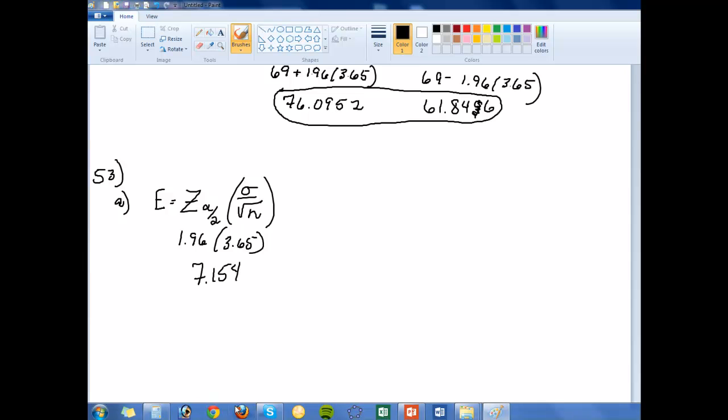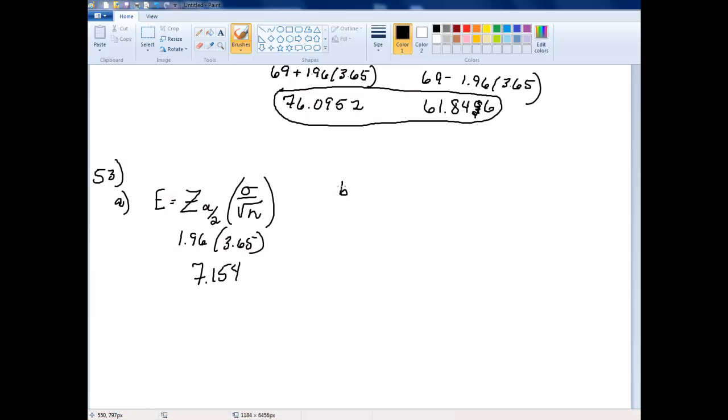7.154. Now for B, it's asking how large of a sample size is needed to estimate mu to within 25 gallons with 95% confidence. So here we go with B, and we want our E to equal 25. So we've got 25 equals 1.96, because that's the Z alpha over 2, times the standard deviation of 20, divided by the square root of n.